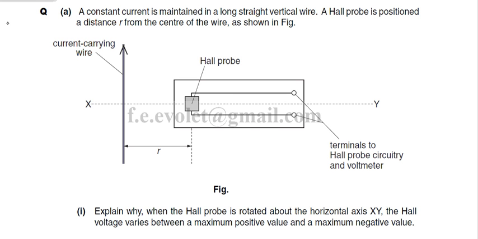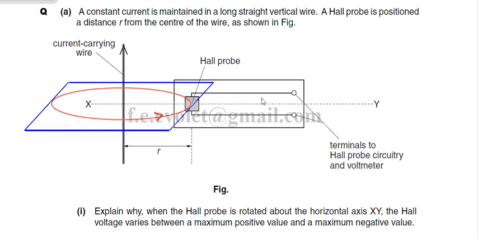So this question is about a Hall probe, and it states that a constant current is maintained in a long straight vertical wire. A Hall probe is positioned at a distance r from the center of the wire as shown in the figure. So in this case, the wire has a magnetic field which passes through the Hall probe. This red line shows the magnetic field strength of the wire. As the current and the distance are not varying, the magnetic field strength which passes through that Hall probe is not going to vary.